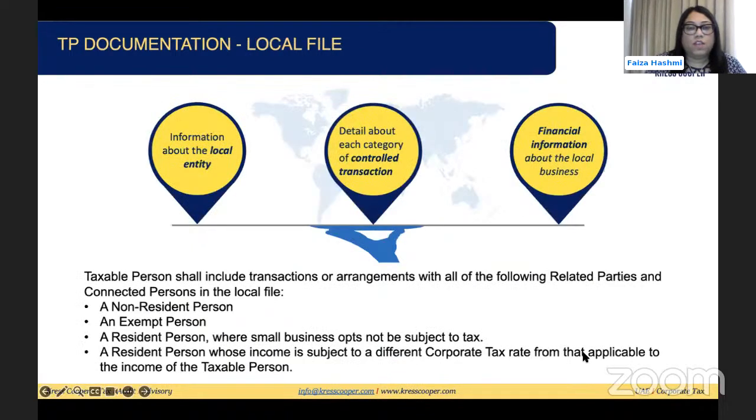Then there is a requirement to maintain a local file. This local file is more detailed. It has more information about the local entity, the transactions in each category of controlled transactions done with the related party, and all the financial information about the local business. So this is a more detailed report in addition to the master file. This is supposed to be maintained.